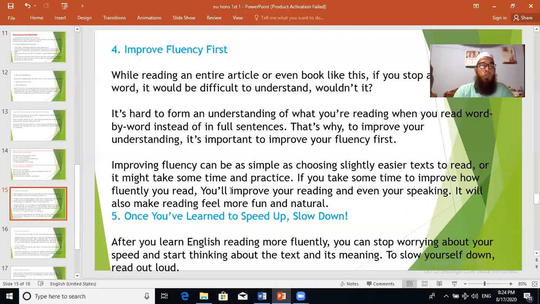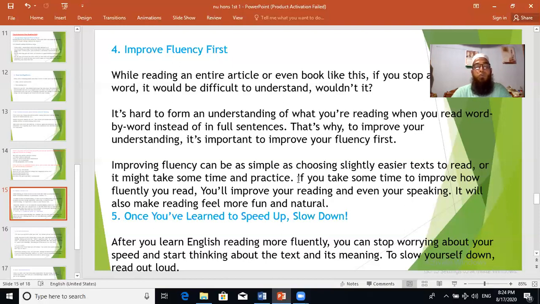If you want to improve your fluency, how do you have to start? You have to start with a slightly easier text, an easier book, so that you can easily understand and find interest to read it. So you have to start with easier texts at the beginning, and later on you will go one step further. It might take some time and practice. If you read some text for some days, after some days you will see that you feel much more comfortable reading the text and any other texts also.